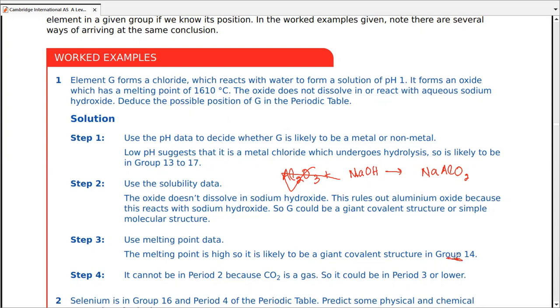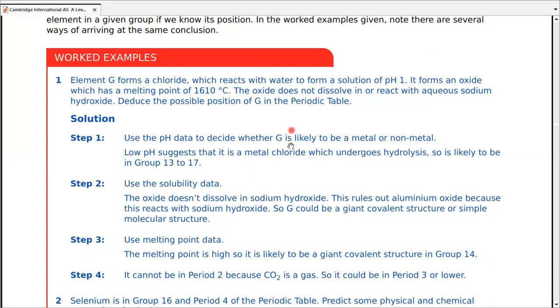Let's stick to group 14. Can't be in period 2 because CO2 is a gas, so it's period 3 or lower. Make sense? Yes, sir. So this must be either aluminum or any element below it, possible position. The book discusses worked examples that give you multiple lines.